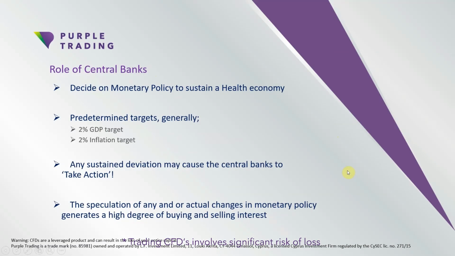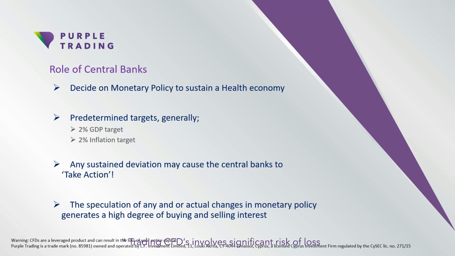So moving on to the role of central banks, they decide on monetary policy to sustain a healthy economy. They have certain targets in mind that they would like to see consistent, like the ones we spoke about, and they are normally the same for all central banks. So they believe 2% GDP is sufficient, which is economic growth or gross domestic product, and a 2% inflation target generally.